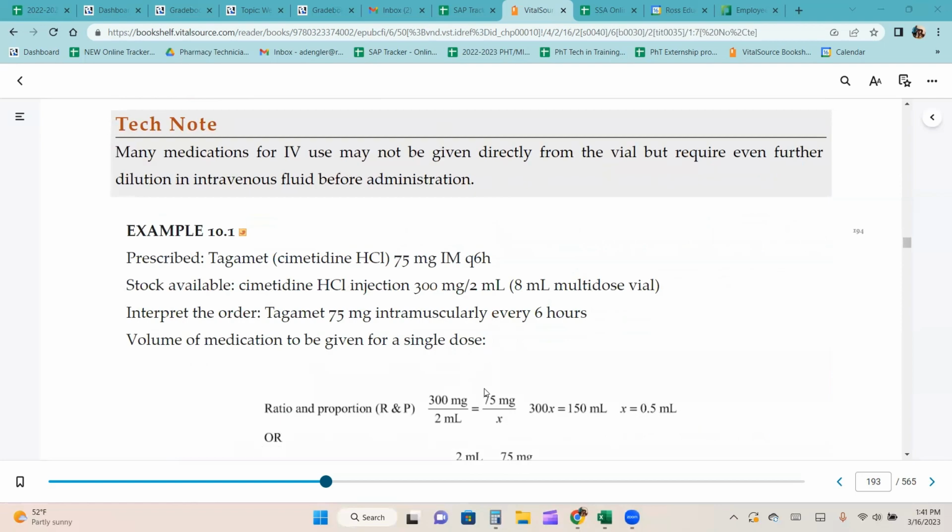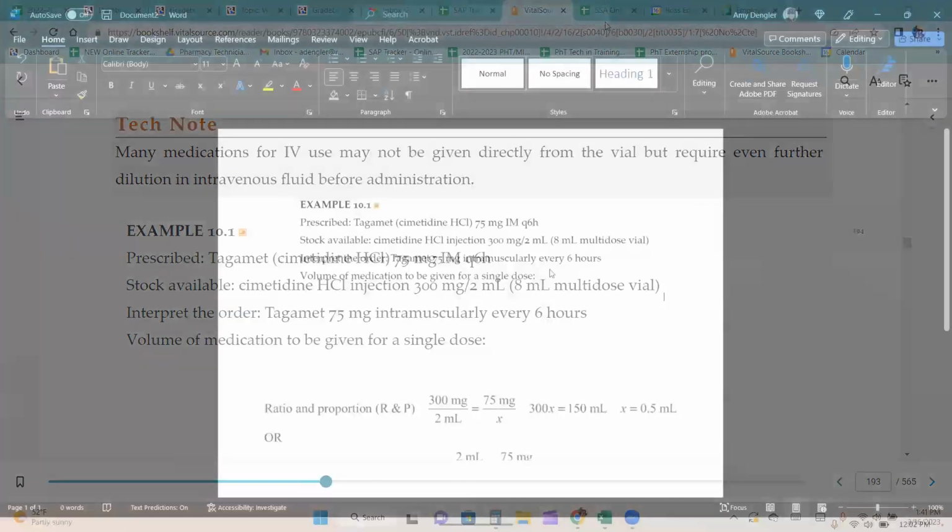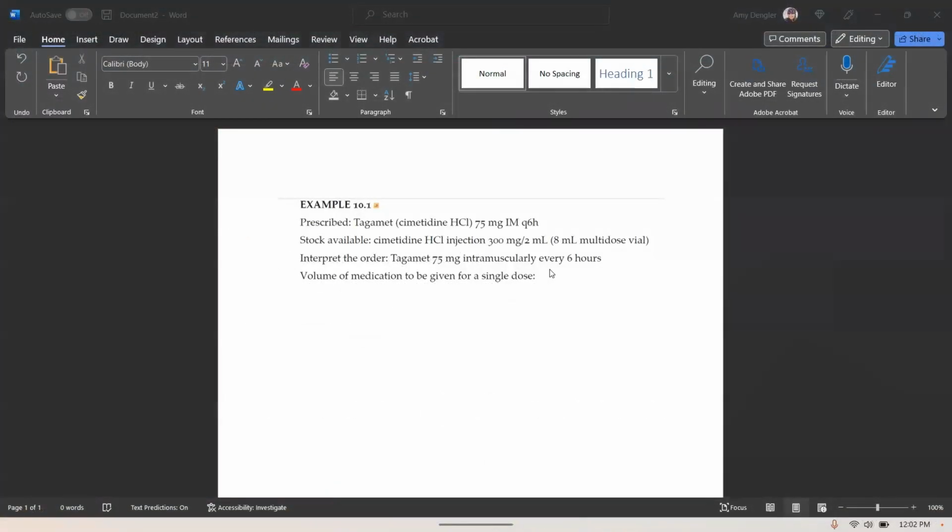All right, let's do example 10.1. We have an order for Tagamet, which is cimetidine, 75 milligrams IM every 6 hours. In stock, we have cimetidine 300 milligrams per 2 ml, and we have an 8 milliliter multi-dose vial. And then we have an order again for 75 milligrams every 6 hours. So they want to know the volume to be given for a single dose.